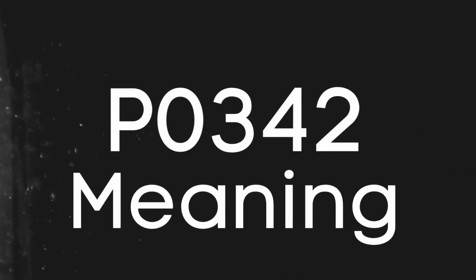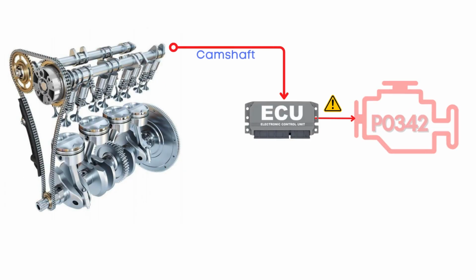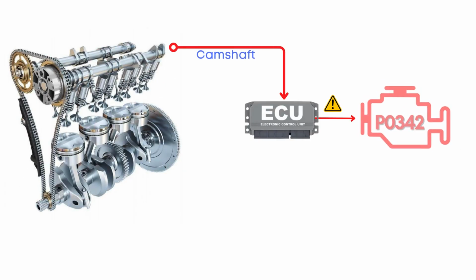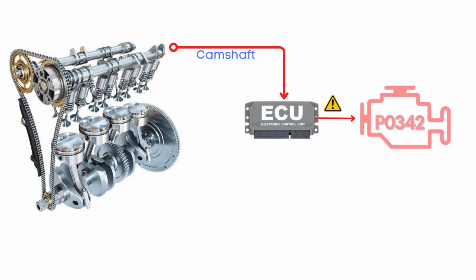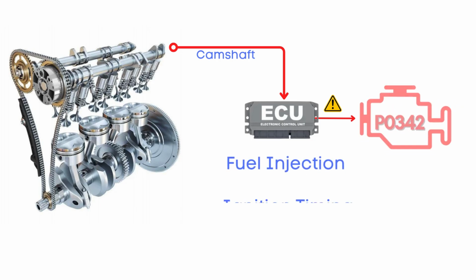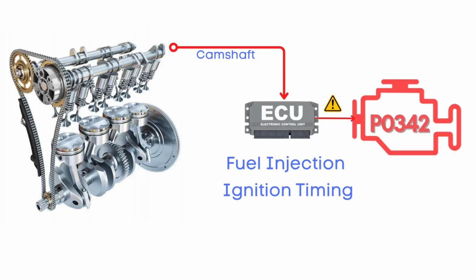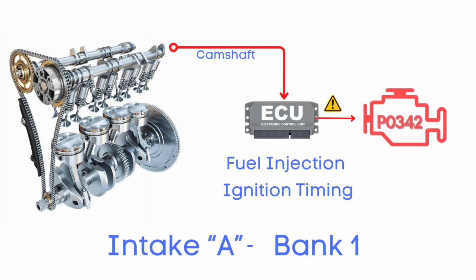The P0342 code means that the ECM detects that the signal from the camshaft position sensor is outside the expected range, or too low. Now, this sensor plays a super important role because it helps the ECM figure out the exact position of the camshaft, which it needs in order to manage fuel injection and ignition timing. It indicates an issue with the camshaft position circuit for bank 1, specifically refers to the intake camshaft.